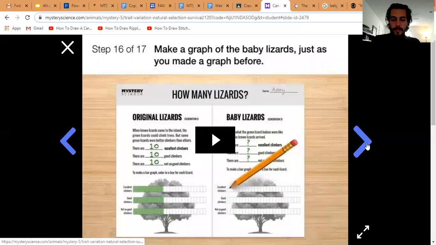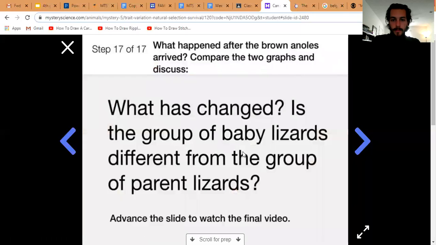The lizards have selected each other, and what happened after the brown anoles arrived? Compare the two.